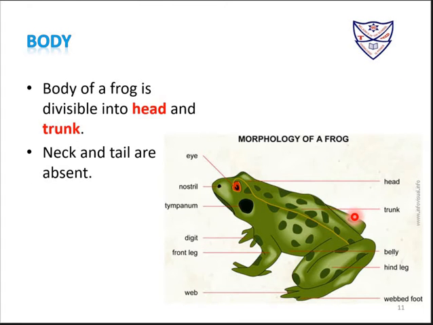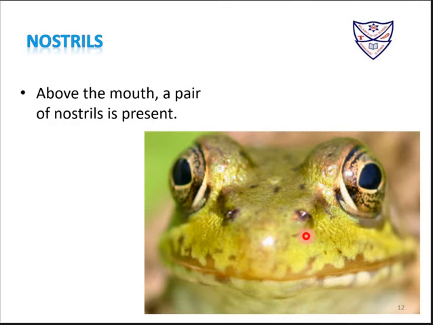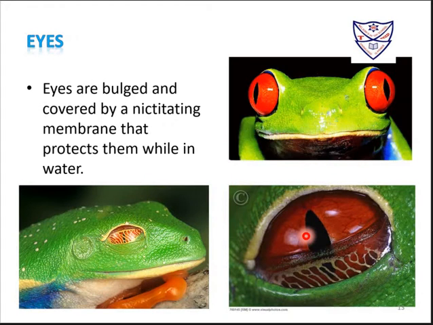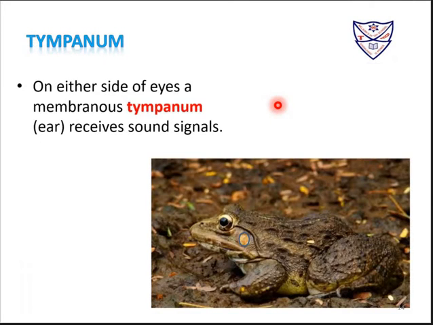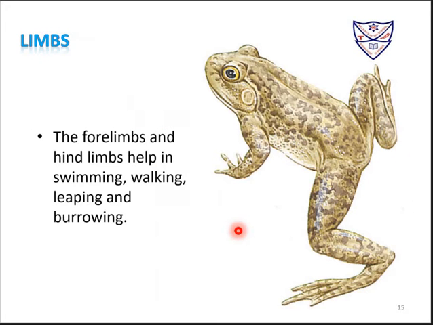The body of a frog is divisible into the head and the trunk. Neck and tail are absent in a frog. Above the mouth, there is a pair of nostrils which gives it a strong sense of smell. They have bulged eyes which are covered by a nictitating membrane that protects them while they are in water. On either side of eyes, there is a membranous tympanum, that is the ears which receive the sound signals.